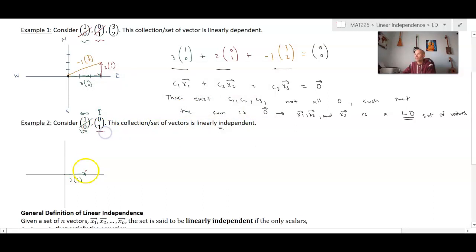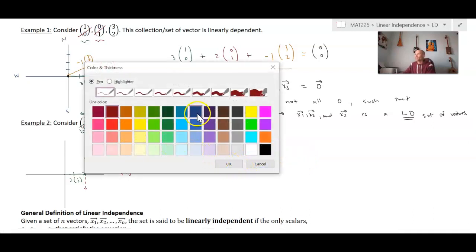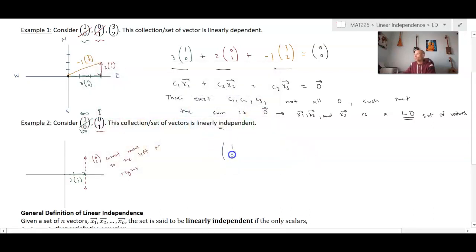So this guy here, I could either go this way or I could go this way, but 0, 1 cannot move to the left or right. And therefore, the only way that I could add up multiples of these two vectors, something times 1, 0, plus something else times the 0, 1 vector, and arrive back at the origin.